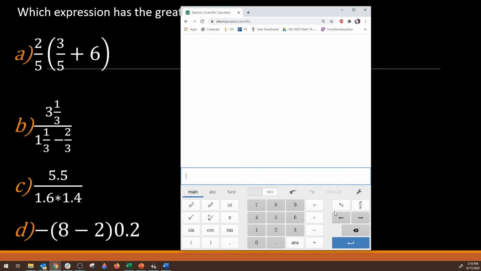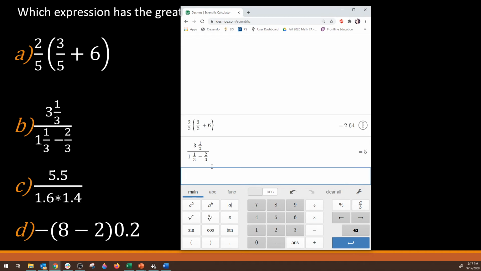So let's start with A. I have this fraction 2/5, parenthesis, 3/5 plus 6, close parenthesis. Okay. For B, I'm going to hit this fraction button first so I can do 3 1/2 up top. 3 1/3. And then in the denominator, I can do 1 1/3. And I'm subtracting that from 2/3.